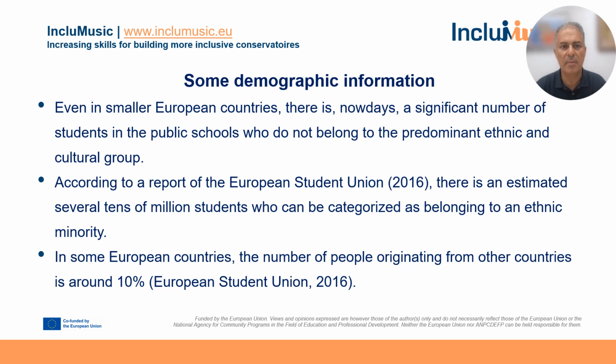First, let's start with some demographic information. Even in smaller countries in Europe, there is nowadays a significant number of students in the public schools who do not belong to the predominant ethnic and cultural group. According to a report of the European Student Union in 2016, there is an estimated several tens of millions students who can be categorized as belonging to an ethnic minority. In some European countries, the number of people originating from other countries is around 10%, according to the European Student Union 2016.